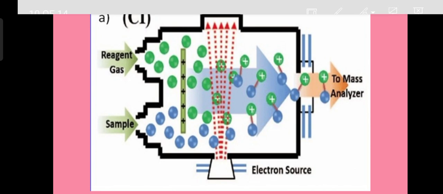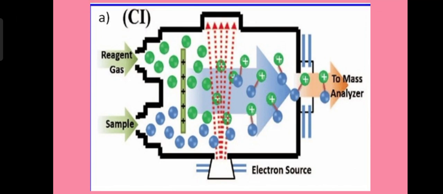All right. So here is a diagram of the chemical ionization process. Here it comprises of a cell. There are three openings: one is for the reagent gas, the second is for the sample, and the third is for the electron source.